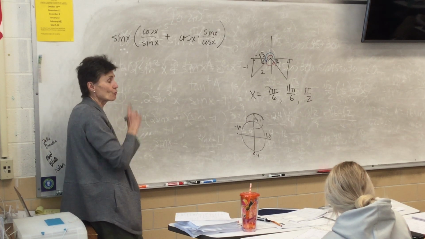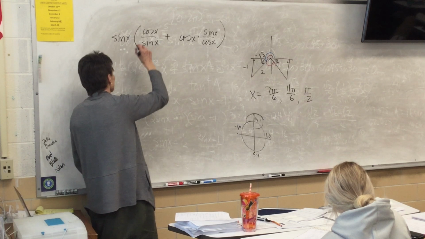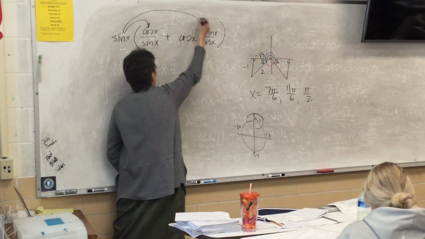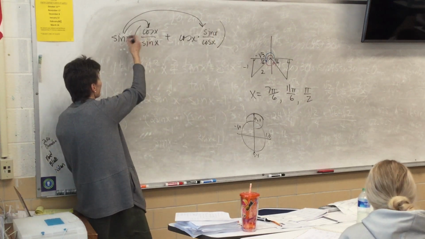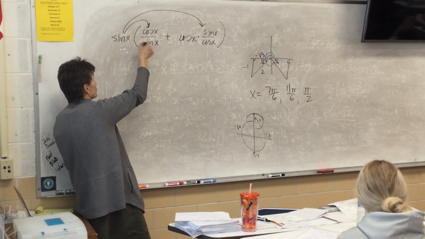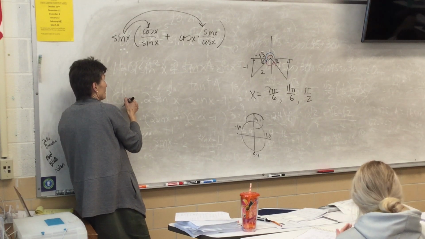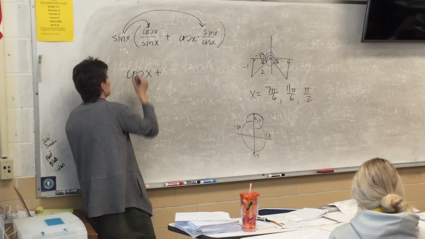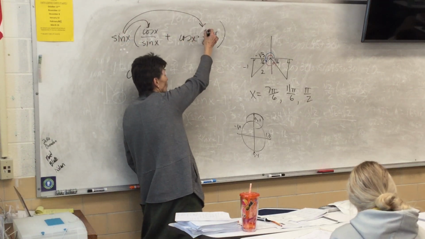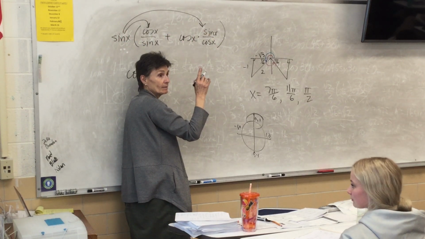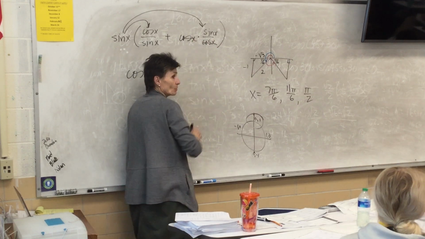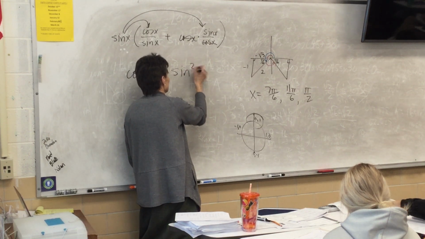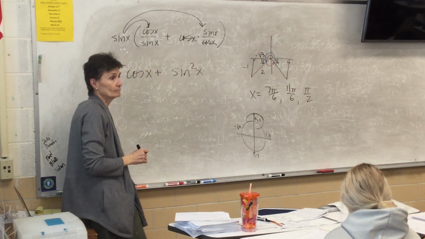Now, this is a distribute problem. So you're going to take sine times this and sine times this. Well, what happens when you take sine times this first one? They cancel and you're just left with cosine. Now, when you take sine times this one, you get sine squared, right? But what happens to these guys? Don't they cancel on their own? There we go.